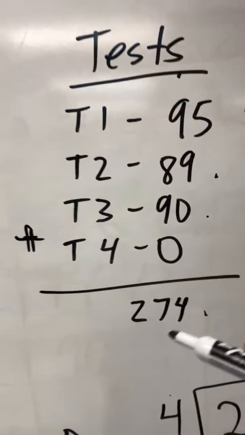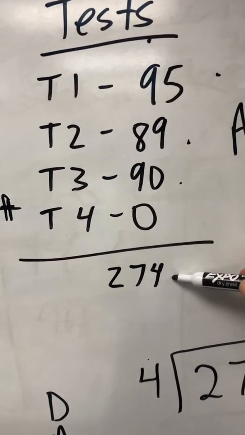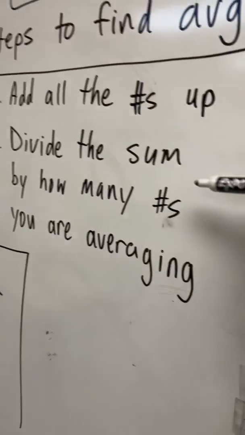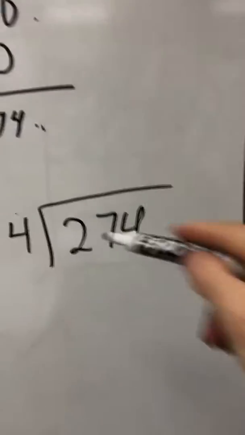We add them all up. 95 plus 89 plus 90 plus 0 is 274. I did that already, okay? Step two, divide the sum, that's the answer to the addition problem, by how many numbers you are averaging. Let's do that. Boom. Okay.